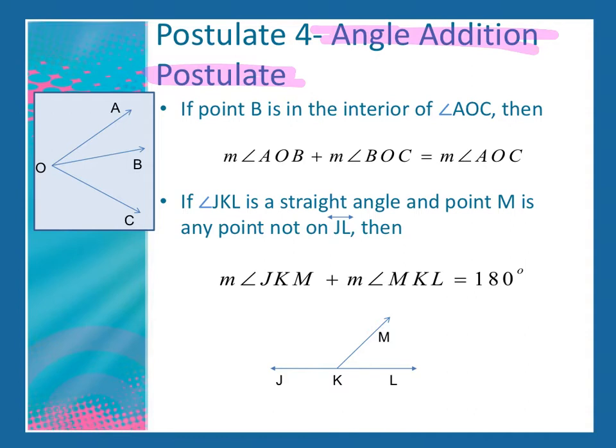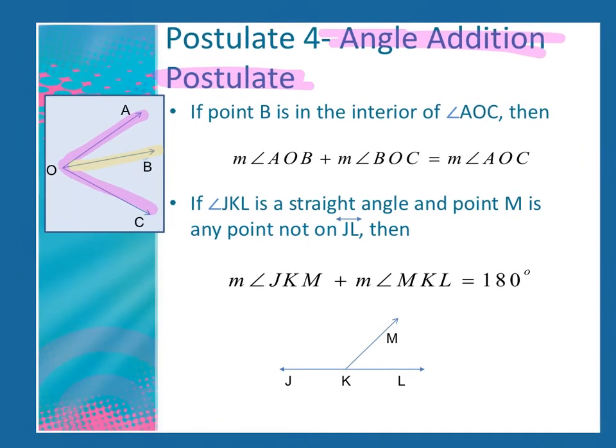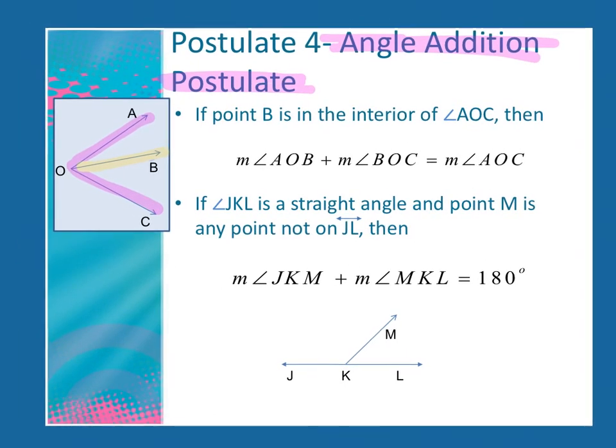So if I have an angle, right, like ABC, and then I have a point in the interior of it, so in between the 2 rays, and I draw a ray here, then I can say that AOB, which is this angle here, plus BOC, which is this angle here, add up to give me the whole thing.